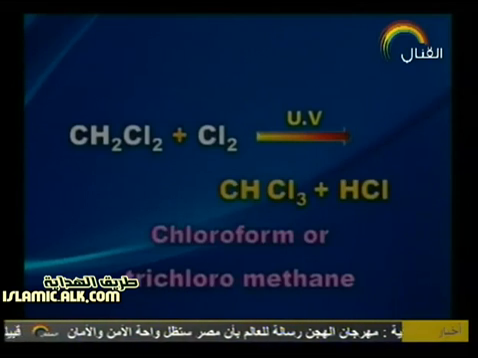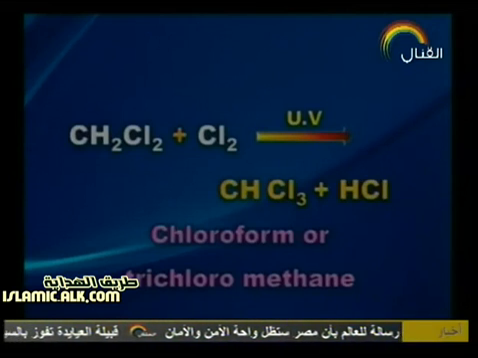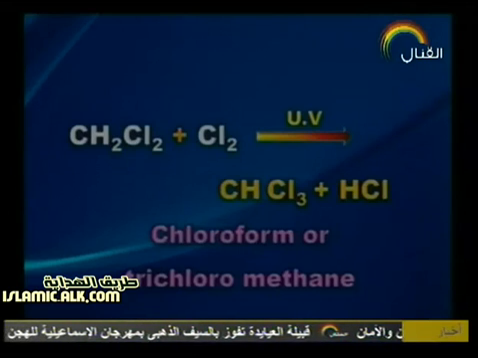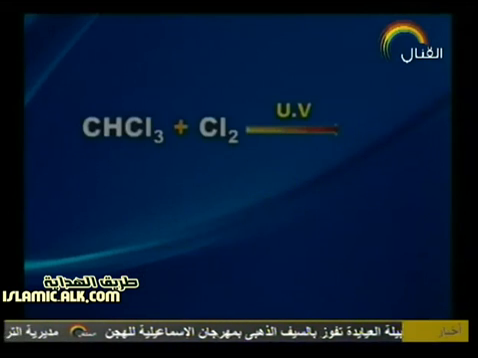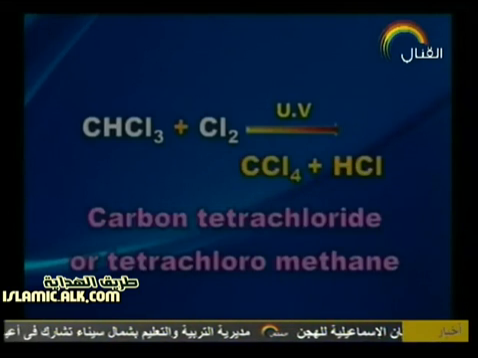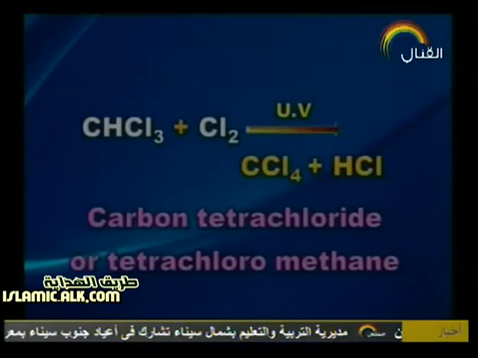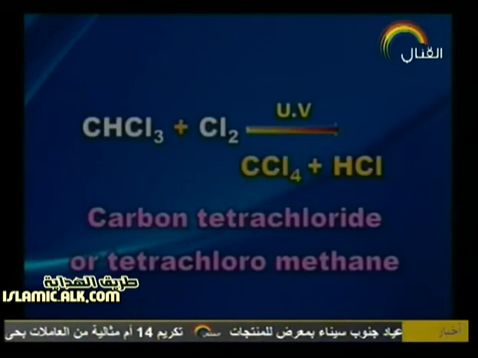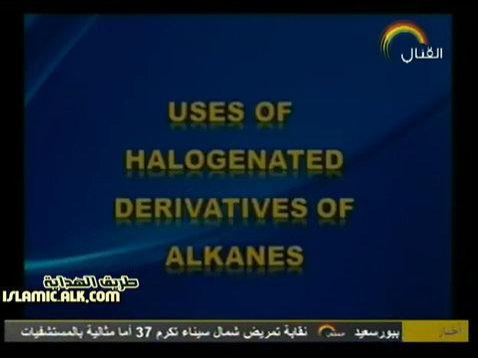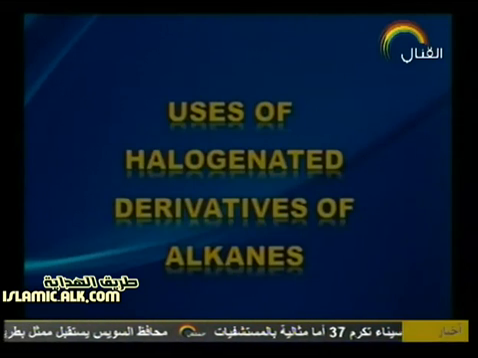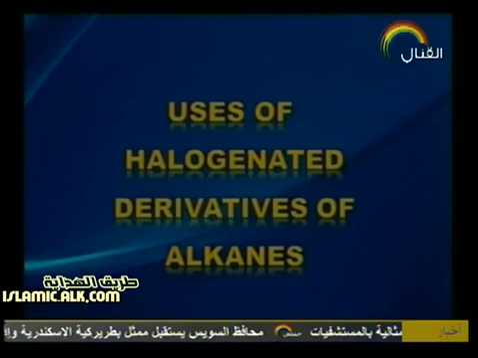Here it forms CHCl3 plus HCl, which is chloroform or trichloromethane, and the reaction will continue also, releasing one hydrogen atom also, that's the last hydrogen atom present, forming CCl4, which is called carbon tetrachloride or tetrachloromethane, and HCl is also produced. Now, my dear students, we are going to talk about the uses of halogenated derivatives of alkanes.